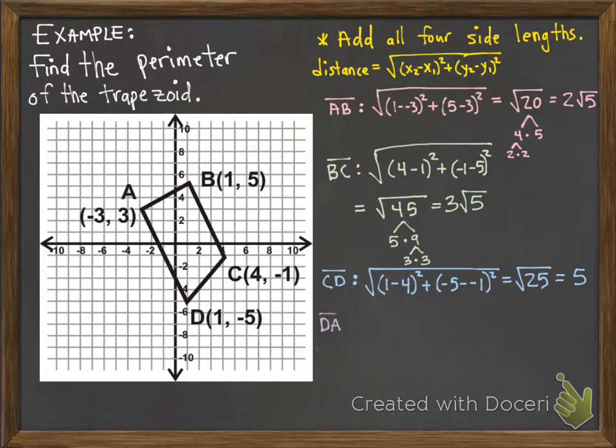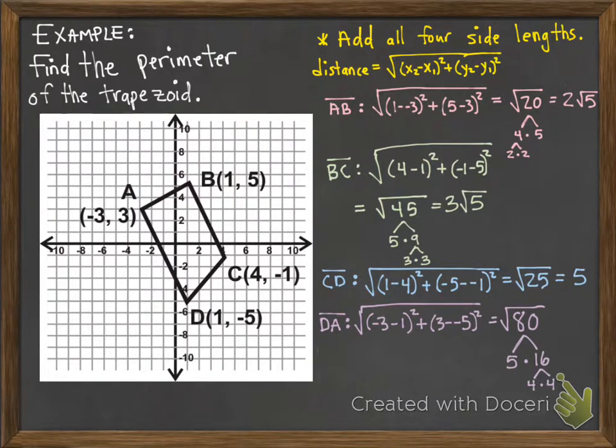And from D to A, we have the points 1, -5 and -3, 3. We plug those into the distance formula. Don't forget parentheses if you're using a calculator, and simplify. We end up with the square root of 80, which is a decimal, so we're going to factor this.